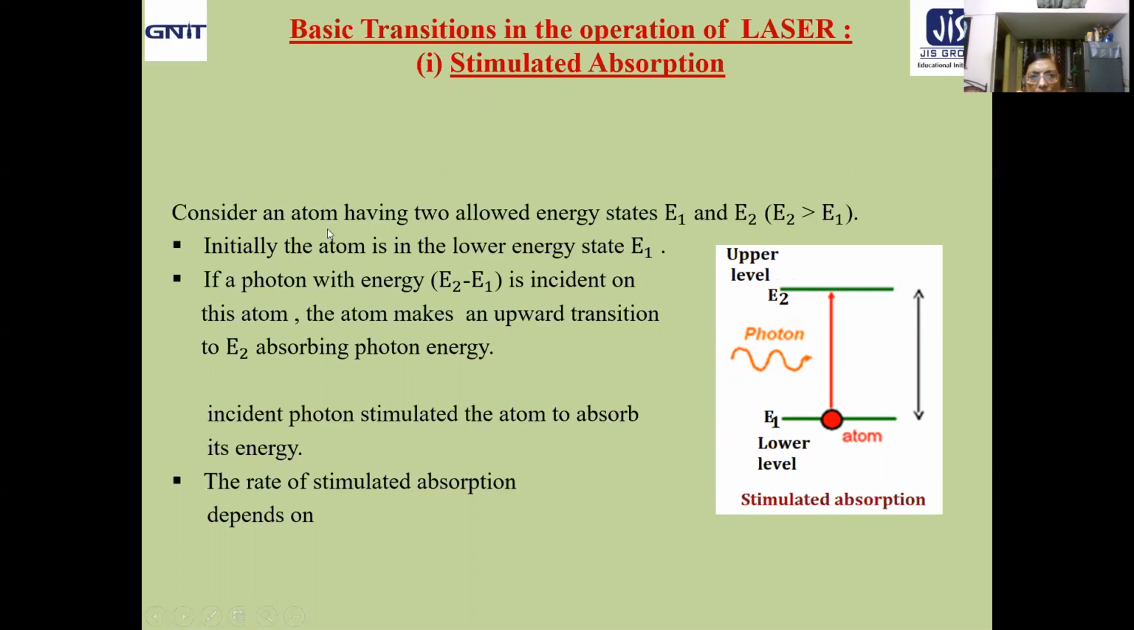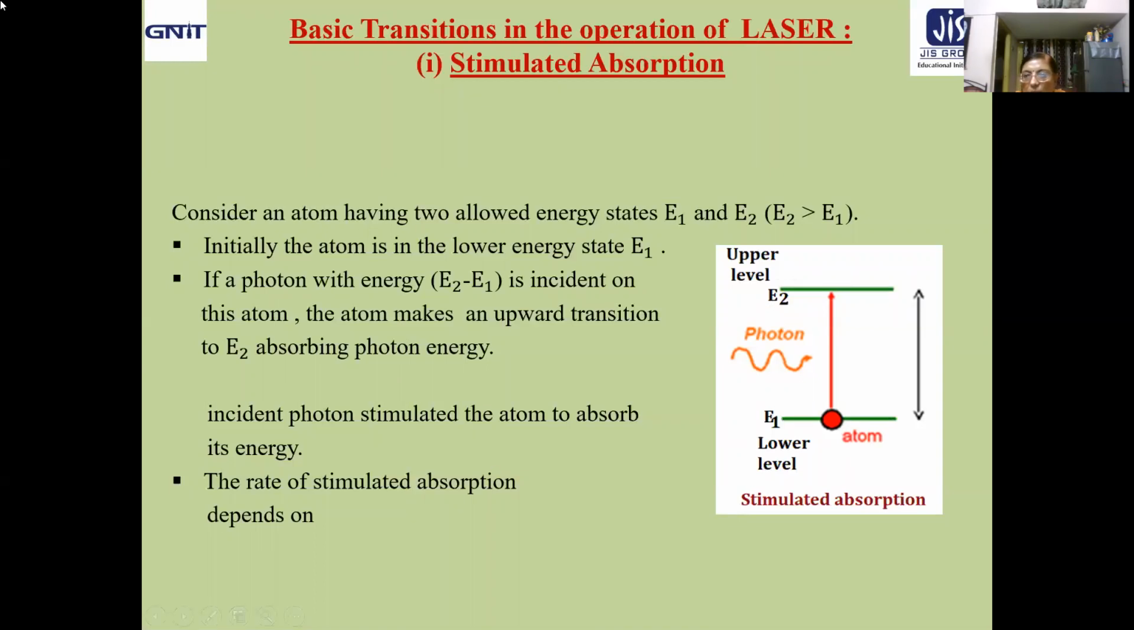Let us consider an atom having two allowed energy states E1 and E2. Obviously E2 is the upper energy level and E1 is the lower energy level, so E2 is greater than E1. Now, if a photon with energy E2 minus E1 is incident on the atom, then obviously this photon will interact with the atom and the atom will absorb the energy of the photon.